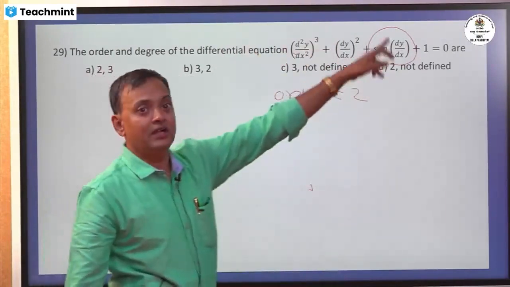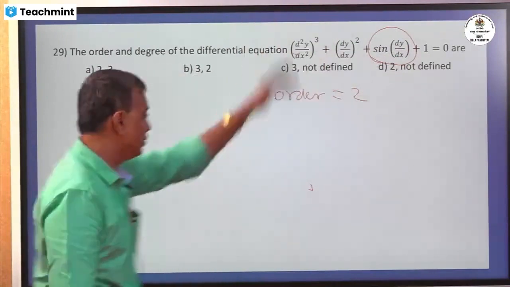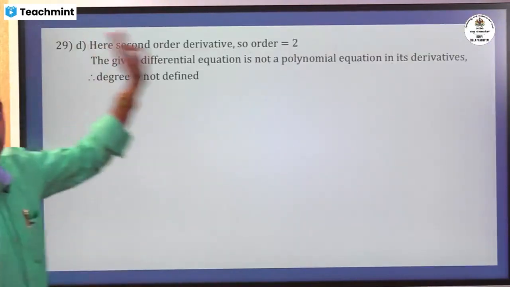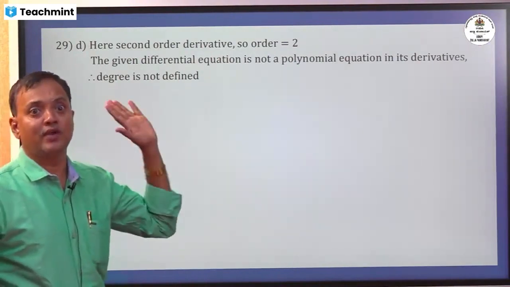ಇಲ್ಲಿ ಹಾಗಿಲ್ಲ, dy by dx sin function ಒಳಗಿದೆ. So degree is not defined. Order 2, degree is not defined.